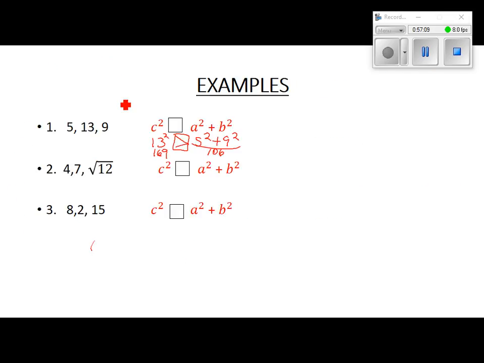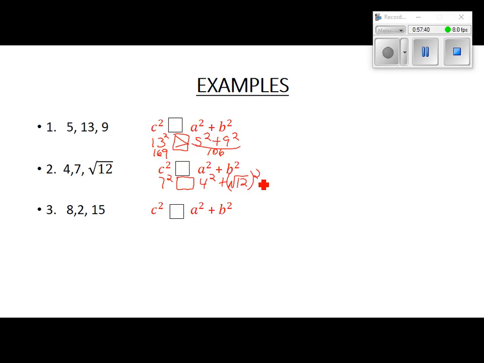Let's do the next one. What goes in place of C right here? Sort of hard to tell, right? Because the radical 12, what do you know about the square root of 12? Probably need to do it on your calculator. It's smaller than 7, isn't it? So if it's smaller than 7, which one of these has to be our hypotenuse? 7 squared, that's like 4 squared plus the square root of 12 squared.